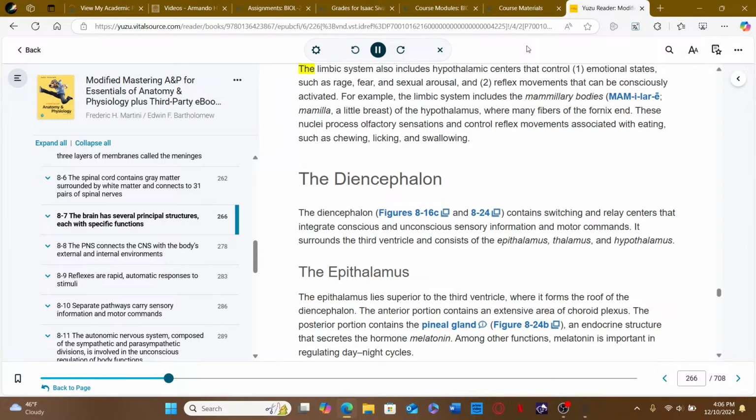The limbic system also includes hypothalamic centers that control: one, emotional states, such as rage, fear, and sexual arousal, and two, reflex movements that can be consciously activated. For example, the limbic system includes the mammillary bodies (mamilla, a little breast) of the hypothalamus, where many fibers of the fornix end. These nuclei process olfactory sensations and control reflex movements associated with eating, such as chewing, licking, and swallowing.